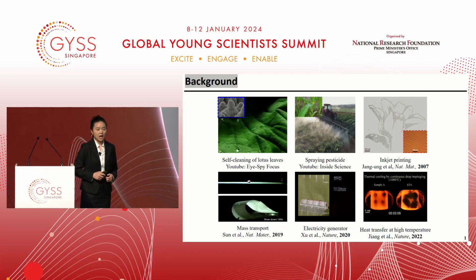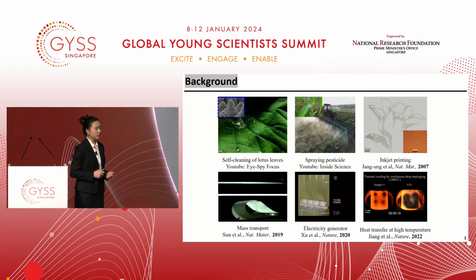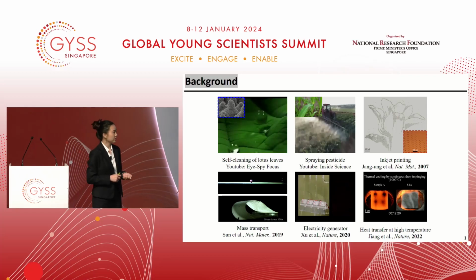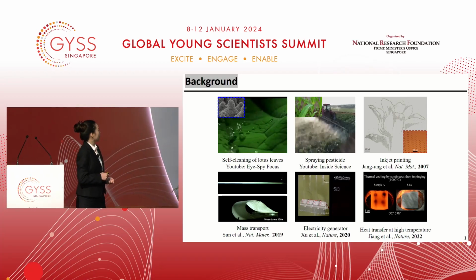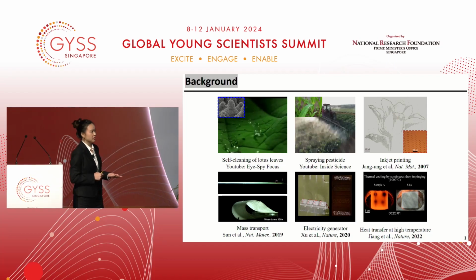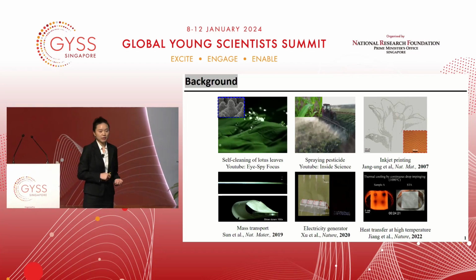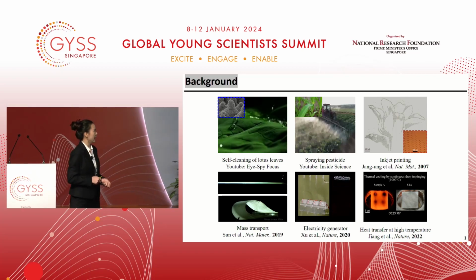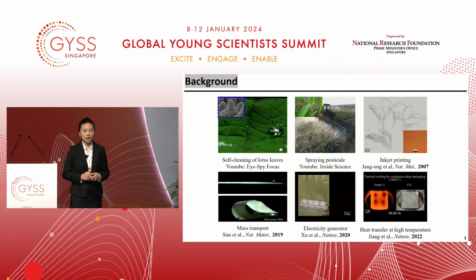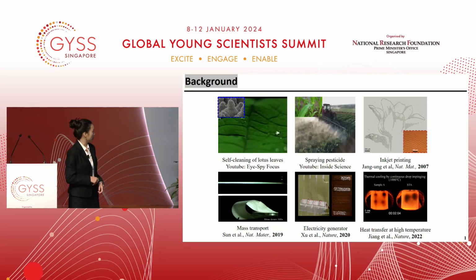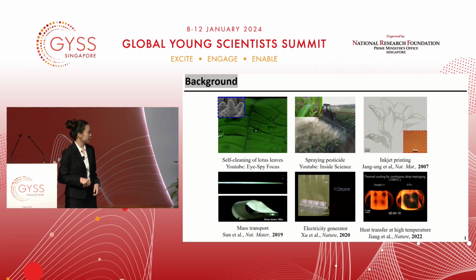Drop impact is a common phenomenon that occurs in nature and our daily life. The most popular example is the rain droplet impacting on lotus leaves. We can see from this video, after impact, the rain droplet can rebound or break up into thousands of satellite droplets. Drop impact has a lot of applications, including agriculture and inkjet printing. Recently, a lot of new technologies have been developed based on drop impact, such as mass transport, energy generators, and heat transfer.